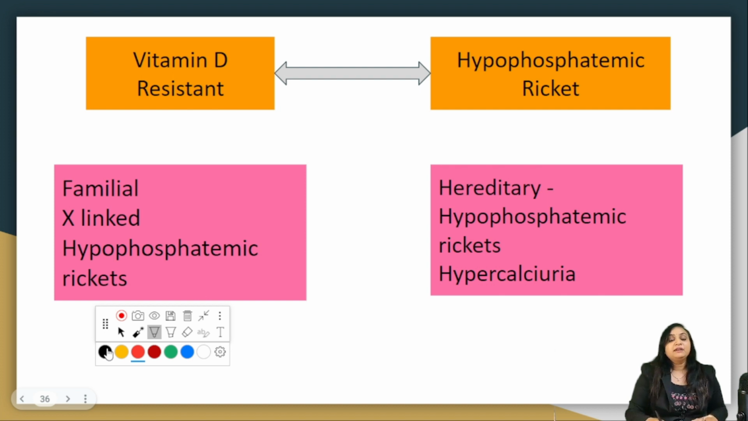Now the third type is called vitamin D resistant rickets, in which there is nothing wrong with vitamin D, but there is something wrong with the phosphate metabolism.